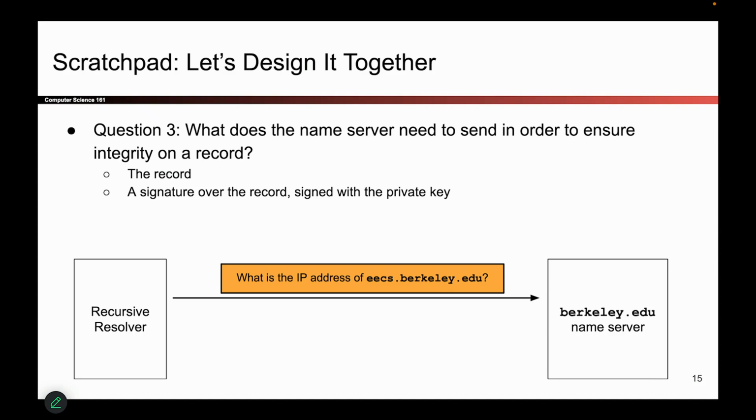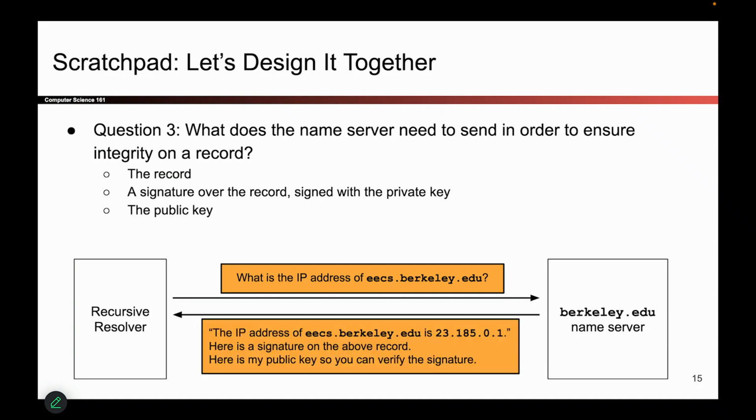Think about what the recursive resolver does when they receive this record. When you receive the record, how do you know if the record is correct? What did we say earlier that we have to do with the record and the signature? Well, I have to verify the signature, and to verify the signature, I need the public key. So the 3rd thing I need is the public key of the name server so that the recursive resolver can use that public key to verify the signature. So those are the 3 things we need. Good job if you predicted them ahead of time.